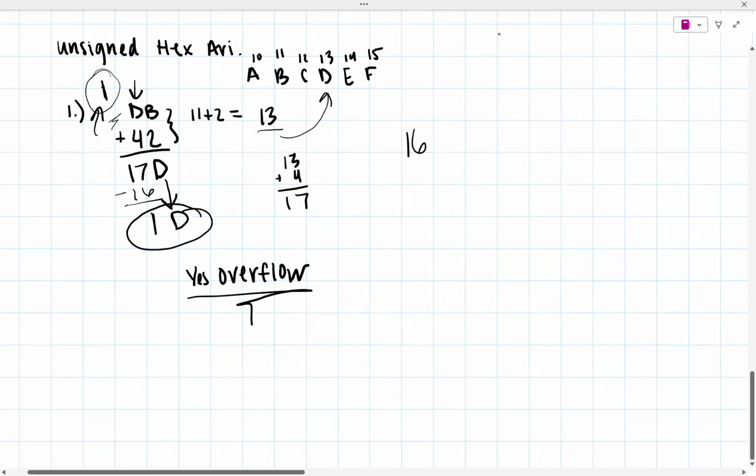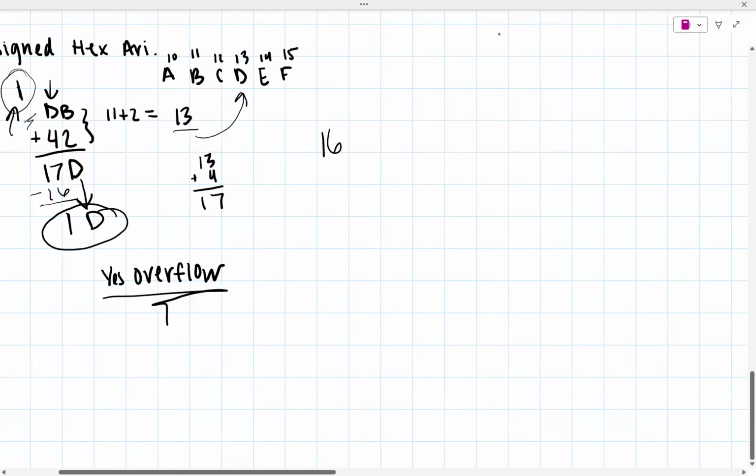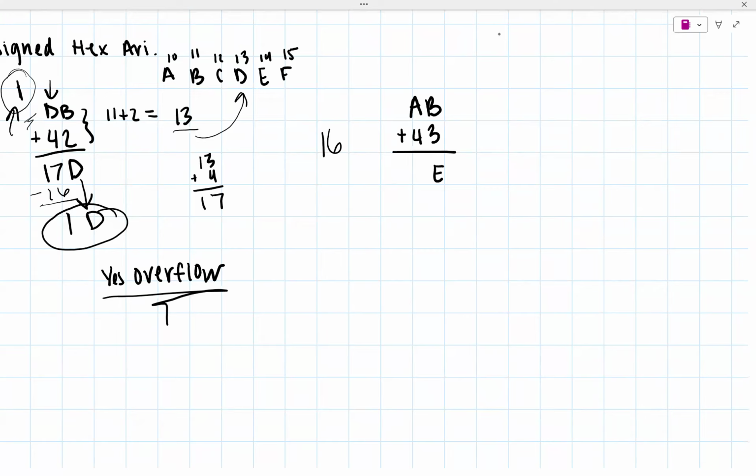Okay, let's do another example. We'll do AB plus 43. B plus 3 is going to give us E. Remember again, this is just 11 plus 3, which is 14, which is E. No issue here. It falls into the range. We don't have to carry any bits over, so we can just leave that like that, right?